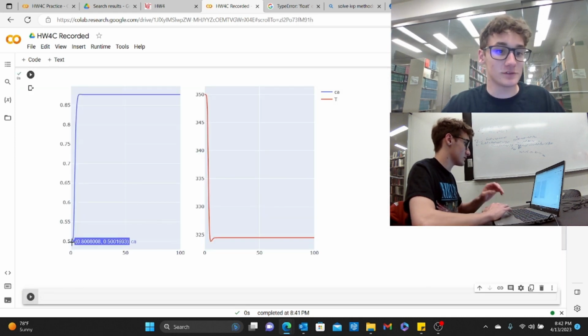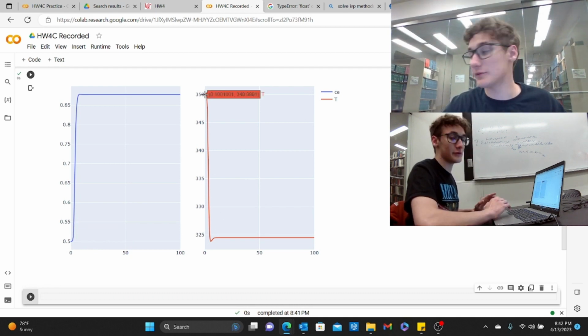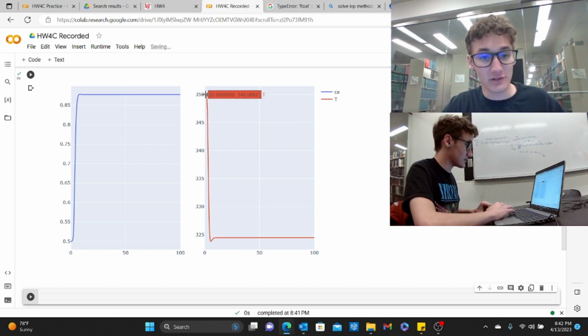All right, so what you can see here on the right is that our temperature starts at 350. And remember, this is our coolant temperature, which is at 300 degrees right now. So it starts off at 50.